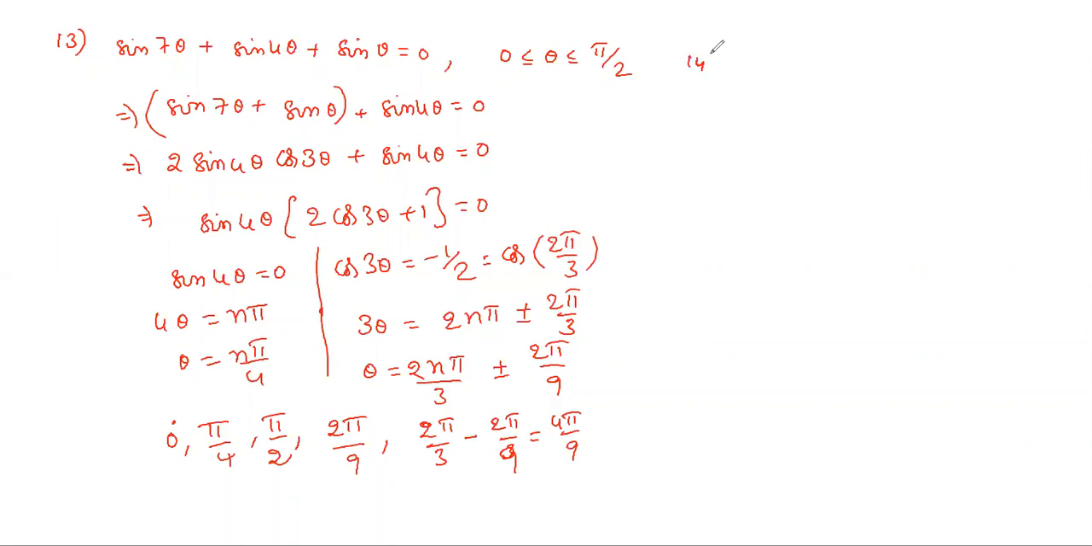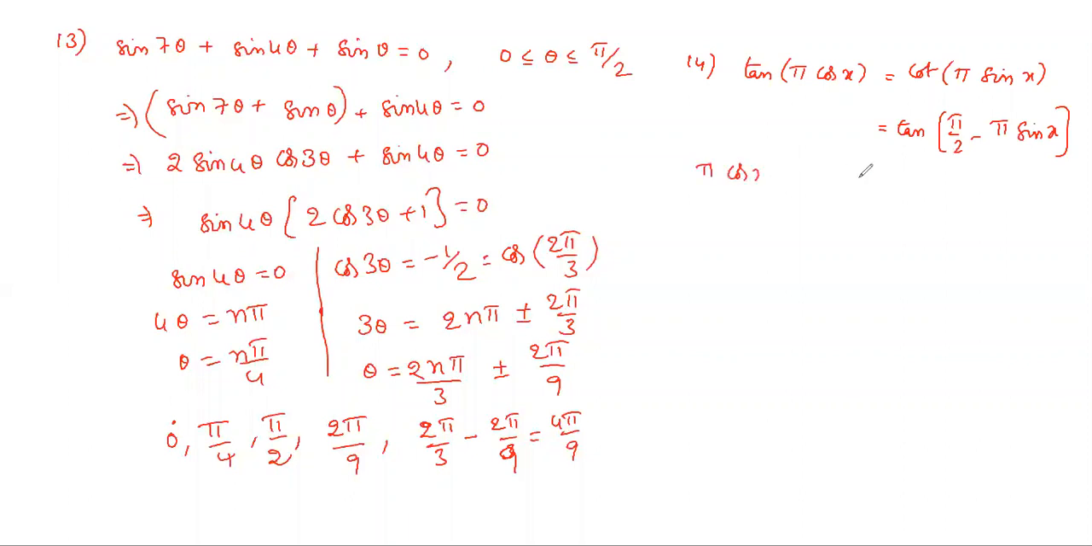Next, last one. Tan (pi cos x) equals cot (pi sin x). So you can write this one as tan of (90 minus pi sin x). So pi cos x equals the general solution n pi plus alpha, where alpha is here pi by 2 minus pi sin x.